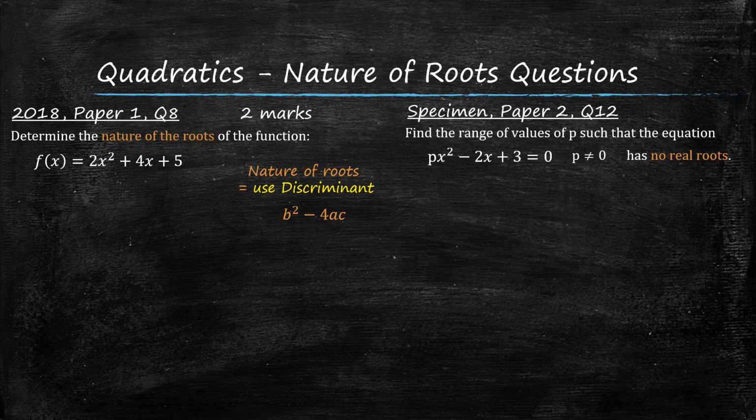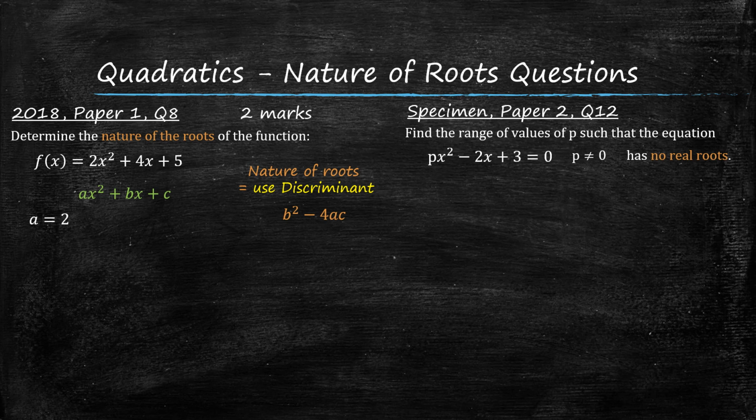If it's less than 0, then the quadratic function has no real roots. If it's equal to 0, the quadratic function has one real root. And if it's greater than 0, the quadratic function will have two distinct real roots. Okay, so in order to calculate b squared minus 4ac, we need to compare our equation to the general form, ax squared plus bx plus c.